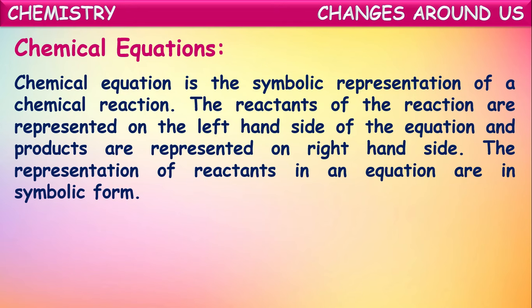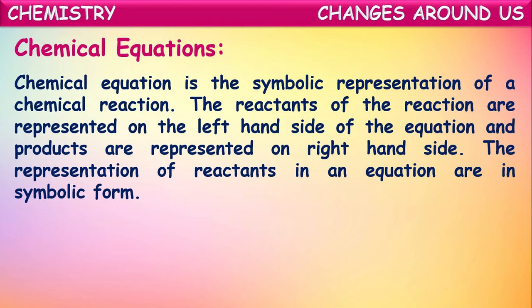A chemical equation is a symbolic representation of a chemical reaction. The reactants of the reaction are represented on the left hand side of the equation and products are represented on the right hand side. In a chemical change, first we take certain substances, they undergo certain reaction, and finally they form certain new substances. So this overall reaction is represented with a chemical equation.